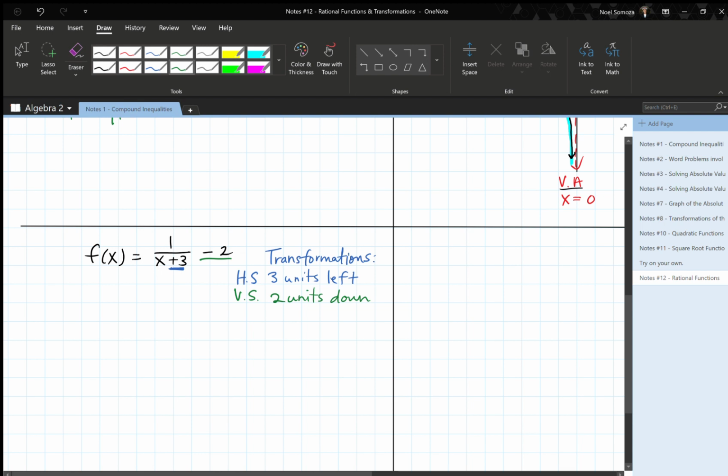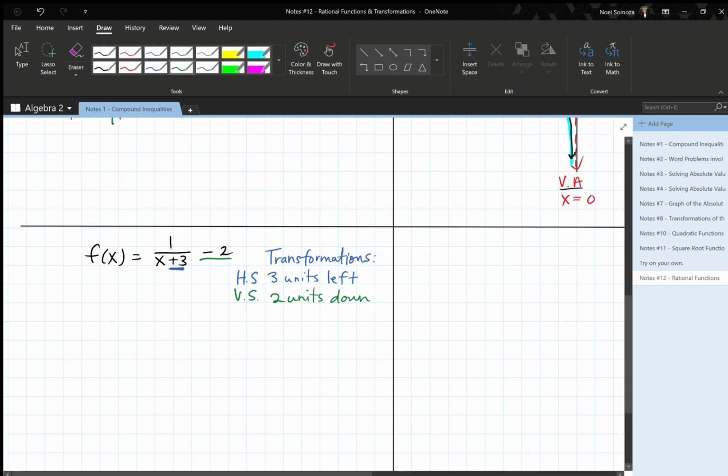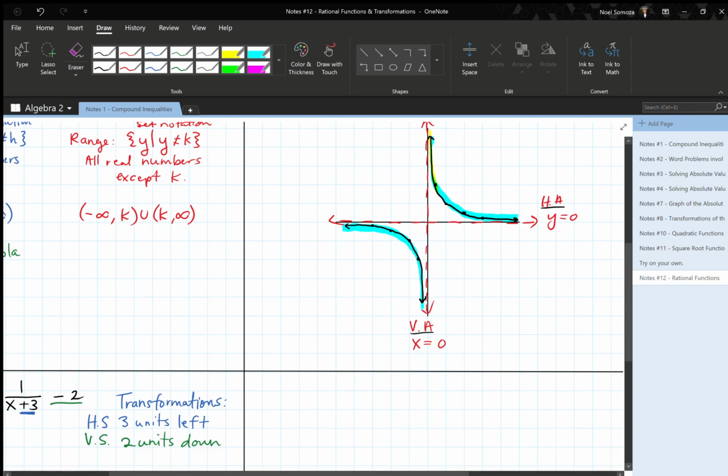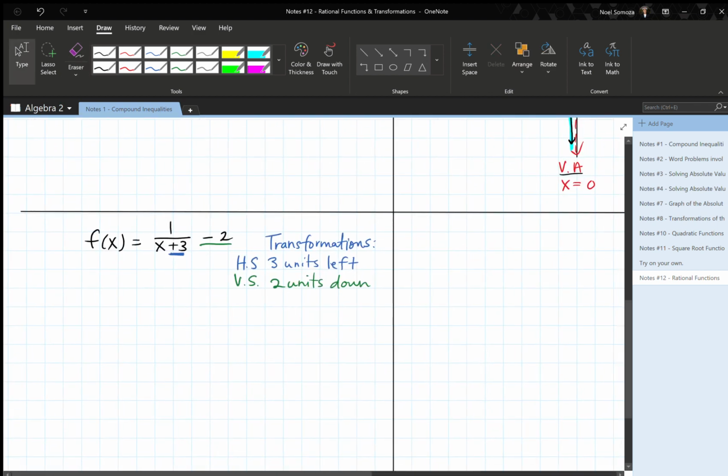All right. Now, whenever you shift a rational function, you're shifting the asymptotes with it. So in this case, if I'm shifting the whole function 3 units to the left, well then that asymptote that used to be here at 0 is also going to get shifted 3 units left. This horizontal asymptote that was at 0 is now going to get shifted 2 units down. I hope that makes sense, that when the function moves, the horizontal and the vertical asymptotes move with it. So we're going to have different asymptotes for this graph.